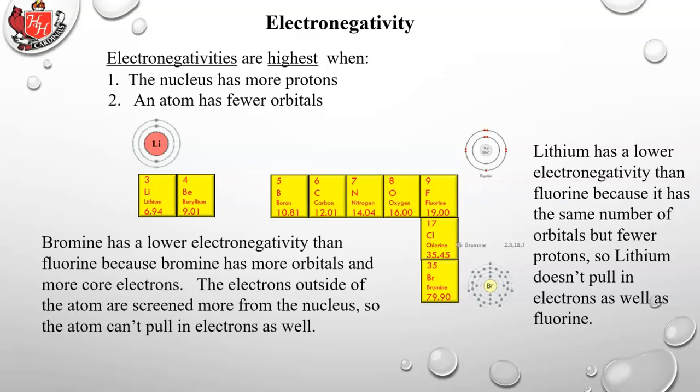And going down, bromine has a lower electronegativity than fluorine because bromine has more orbitals and more core electrons. The electrons outside of the atom are screened more from the nucleus, so the atom can't pull in electrons as well. You notice it's pretty much an identical explanation for electronegativity as it is for ionization energy.